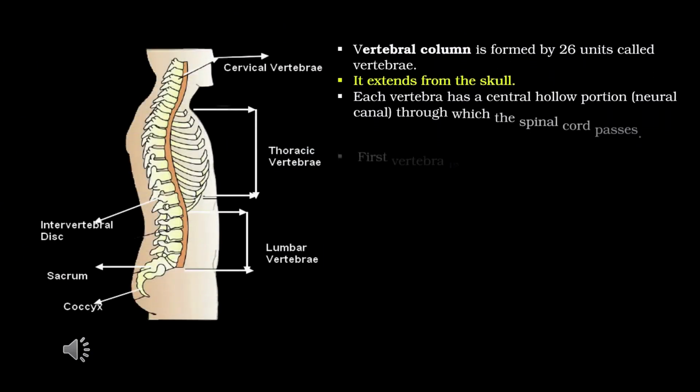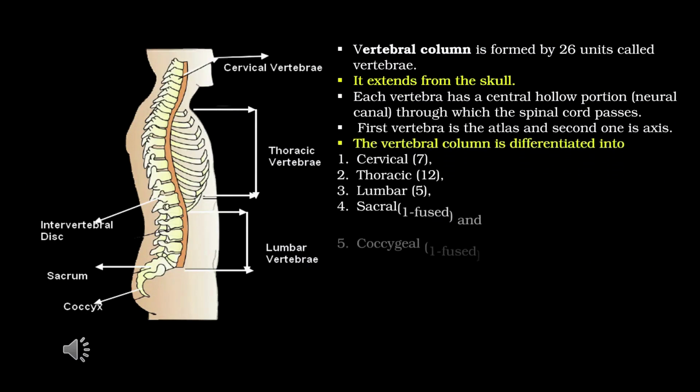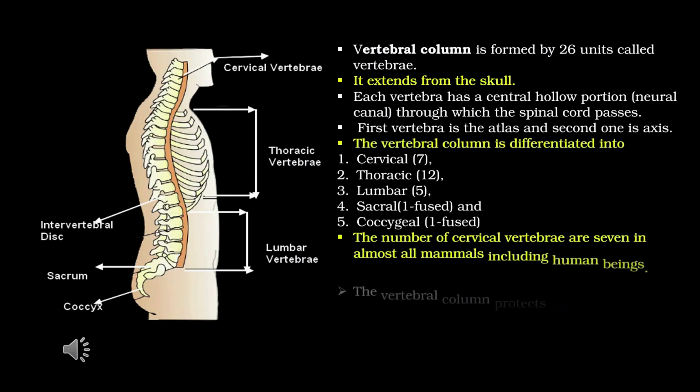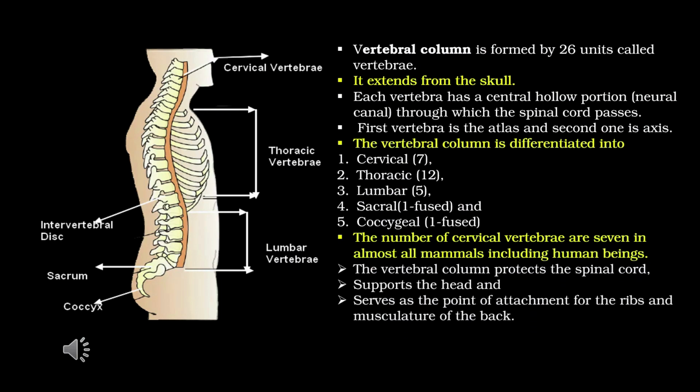Let us observe the various bones of the vertebral column. The vertebral column is formed by 26 units called vertebrae. It extends from the skull. Each vertebra has a central hollow portion, the neural canal, through which the spinal cord passes. The first vertebra is the atlas, and the second one is the axis.